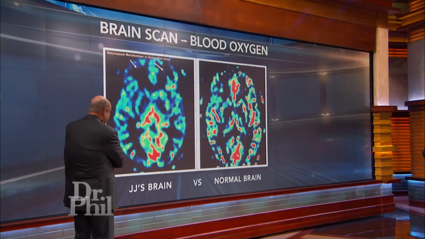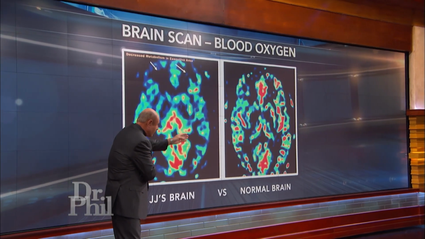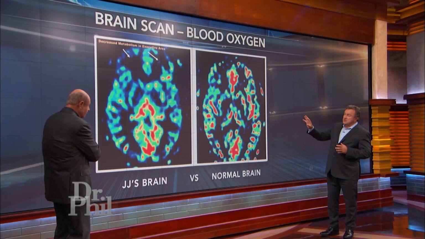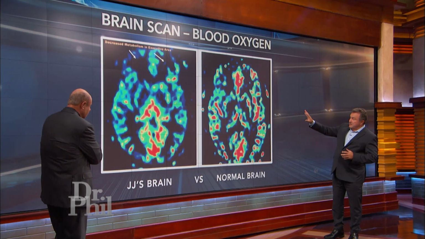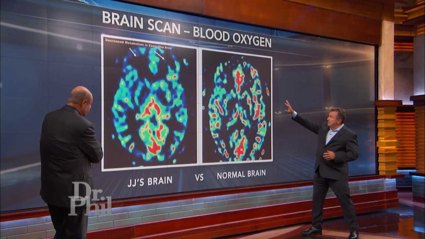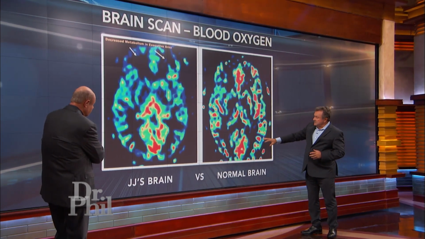Okay, tell us what we're seeing here. We have JJ's brain on this side, a normal brain on the other side. So if you think of the brain as a machine, this is a measure of the flow of blood to the brain. A normal brain in a right-handed person should have dominant activity on the left.